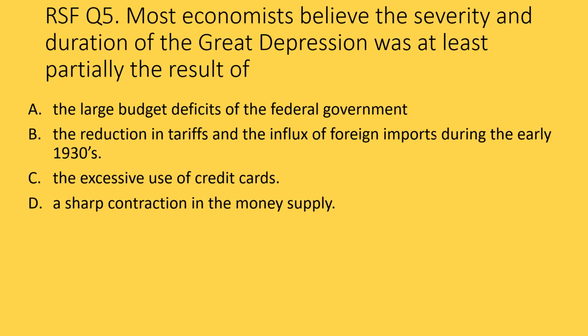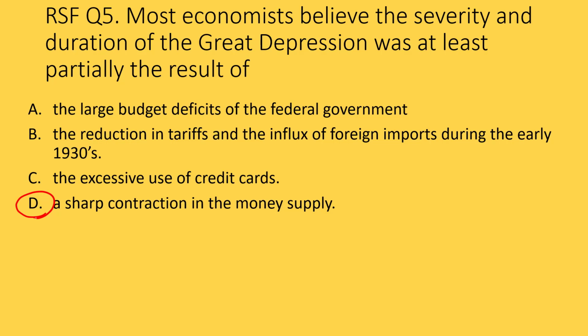All right. So let's go through a couple practice questions and make sure we understand how this works. So most economists believe that the severity and duration of the Great Depression was at least partially the result of, and the correct answer here is D, a sharp contraction in the money supply. Remember, the Fed started to decrease that money supply immediately before that stock market collapse, and then continued to decrease that money supply even after that stock market collapse.